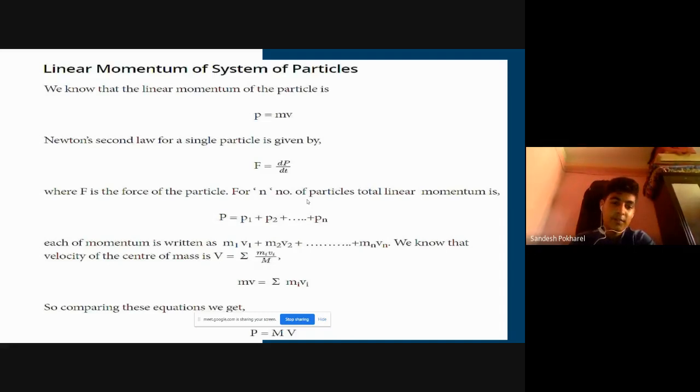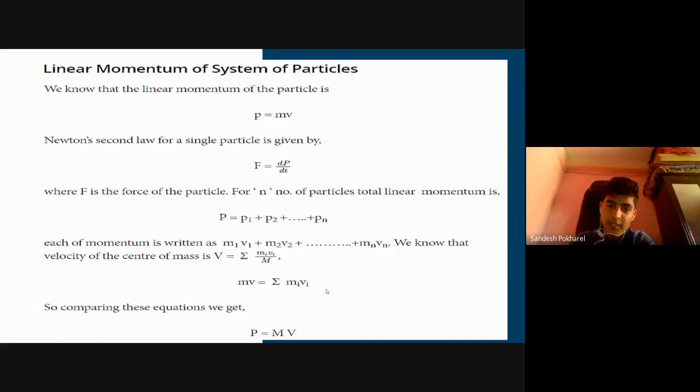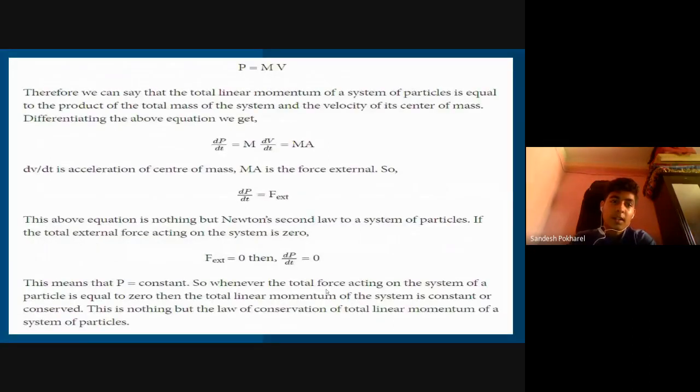We know that the velocity of the center of mass is V equals summation mi vi upon M, and as a result MV equals summation mi into vi. So comparing this equation, we get p equals MV. Therefore, we can say that the total linear momentum of a system of particles is equal to the product of the total mass of the system and the velocity of its center of mass.